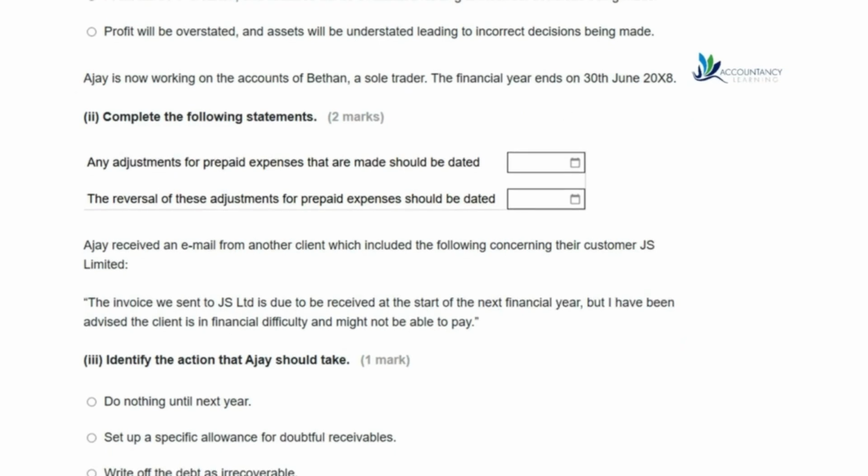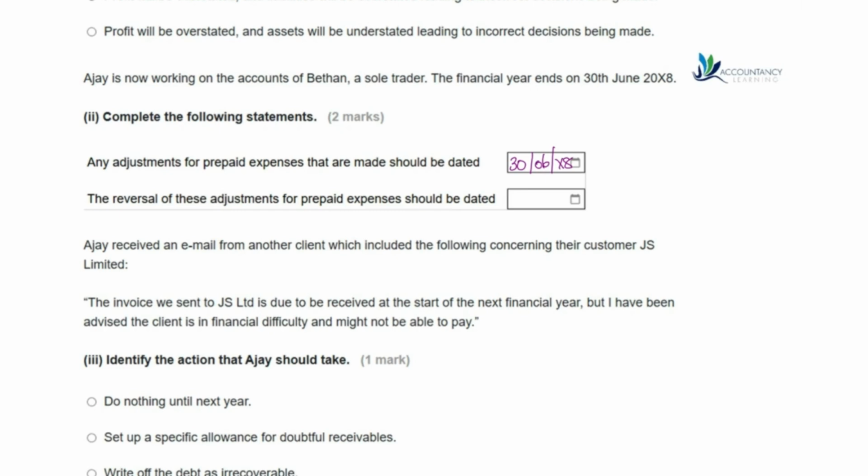AJ is now working on the accounts of Bethan, a sole trader. The financial year end is the 30th of June 20x8. Complete the following statements. So any adjustments for prepaid expenses that are made should be dated. So if we're making adjustments at the year end, it's going to be our year end date. So it'll be the 30th of June x8.